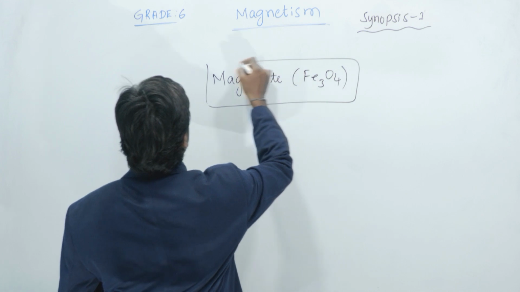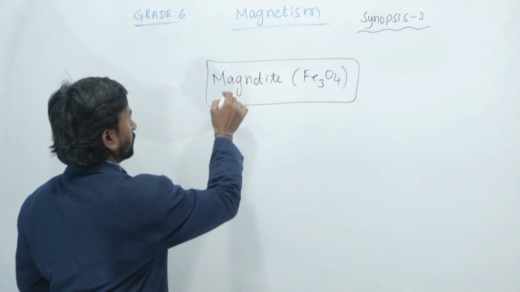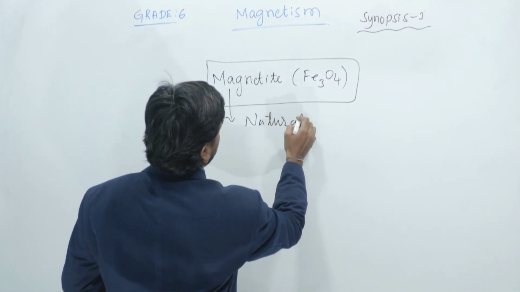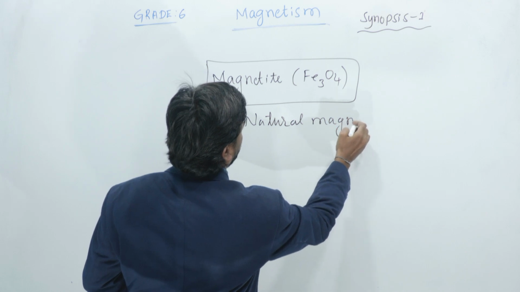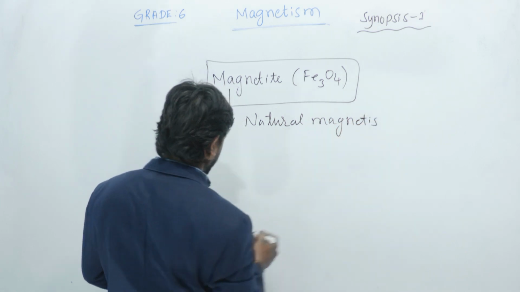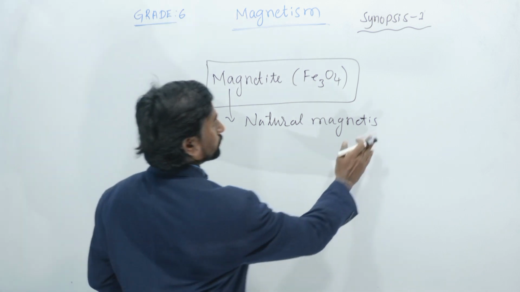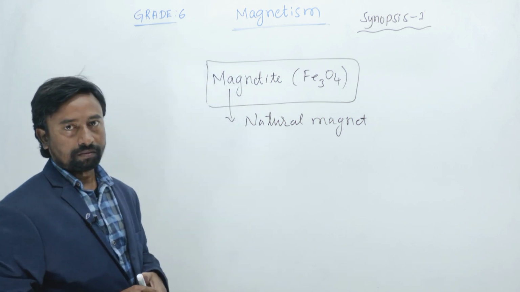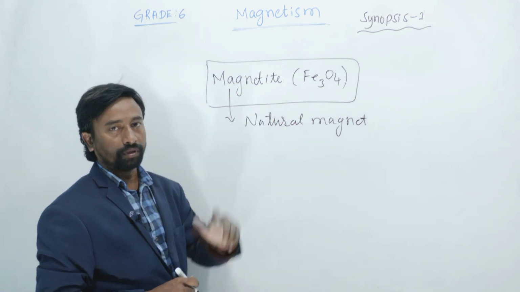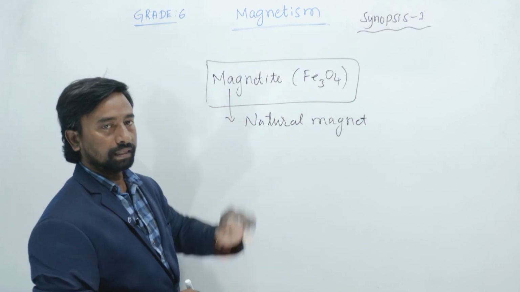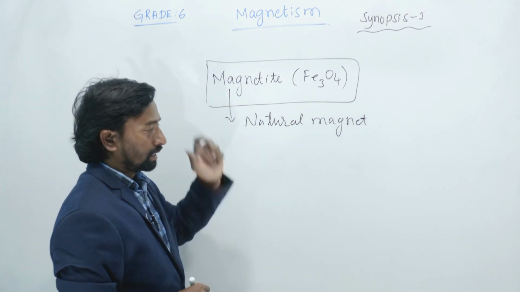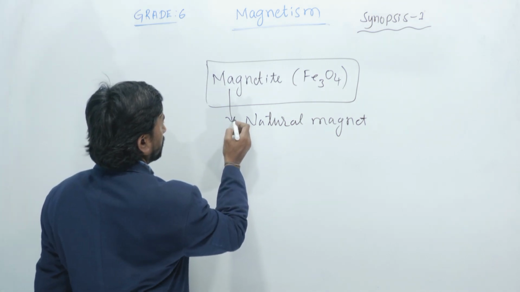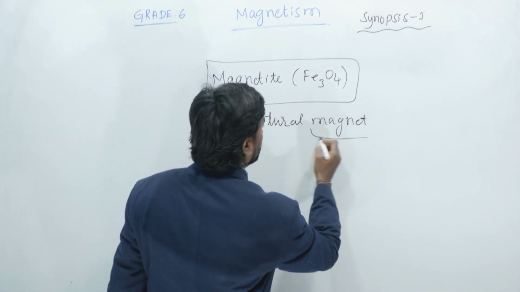This is a natural magnet, which is available in nature. From the shepherd's name, this material, the iron ore Fe3O4, was called magnetite. It is a natural magnet and an iron ore. From this name, the material is called a magnet.